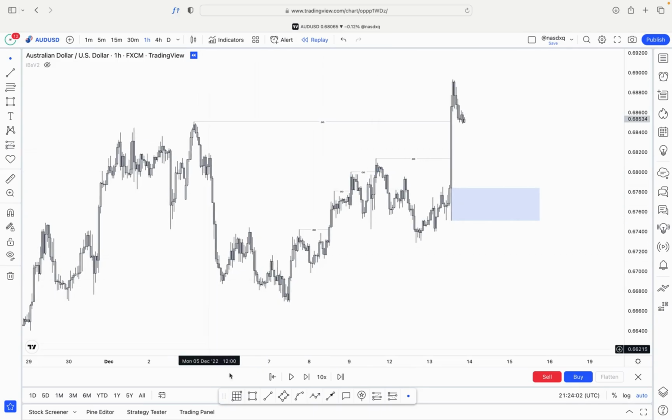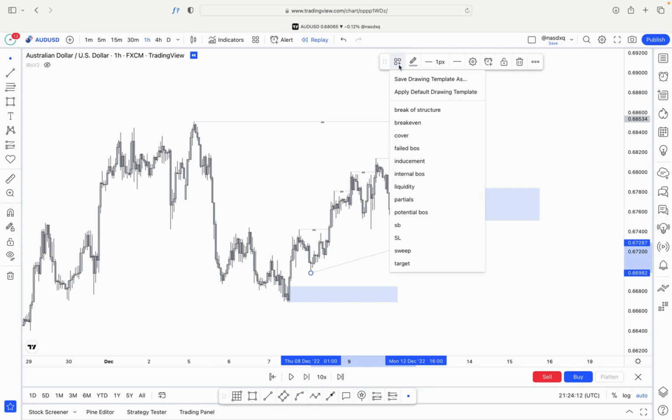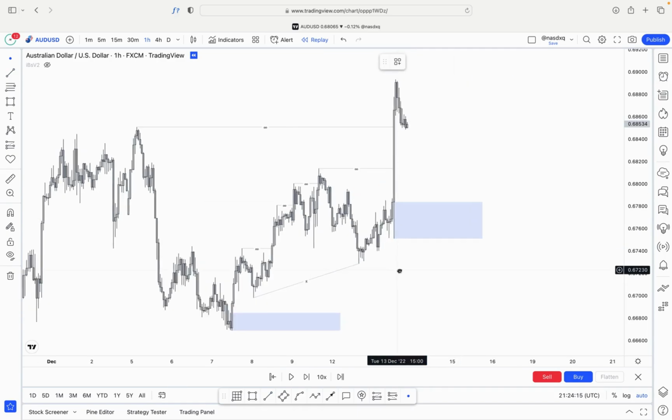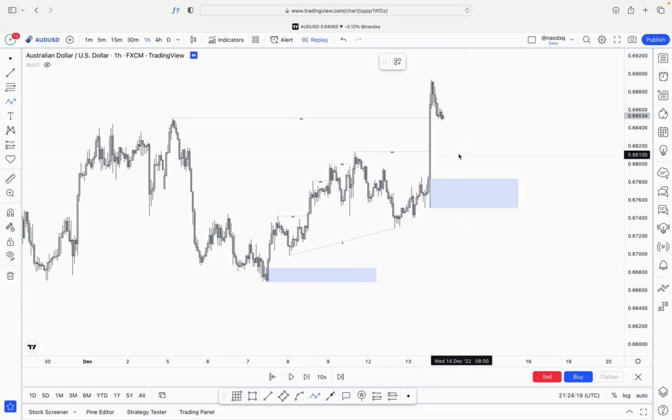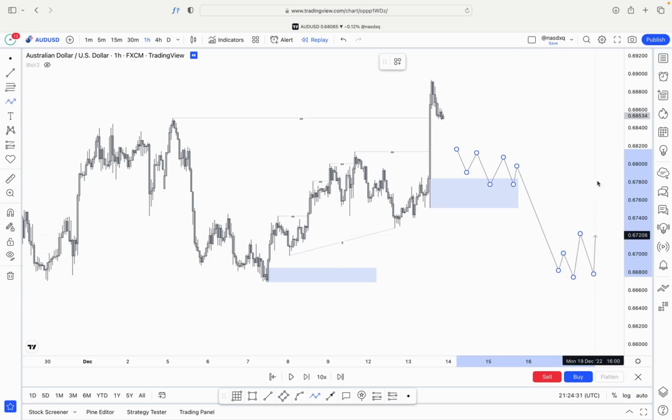So we could potentially see this happen. We do have an unmitigated demand zone down here. And then on top of that, we do have a lot of liquidity. So we could potentially see a drop from this point into demand, maybe have a little mini reaction before tanking through, maybe taking this liquidity, maybe coming down here, and then maybe looking to go higher from this point. Something like that.